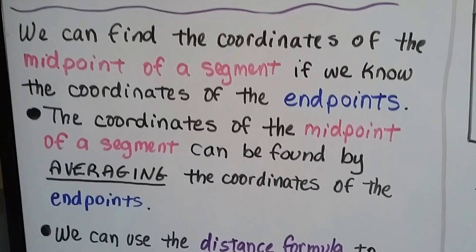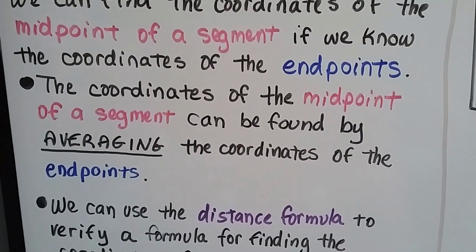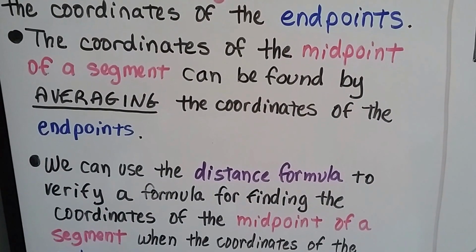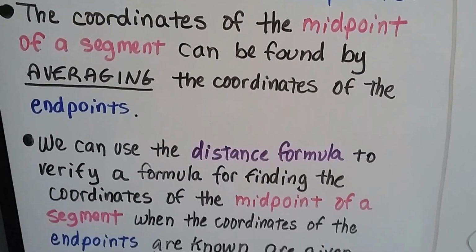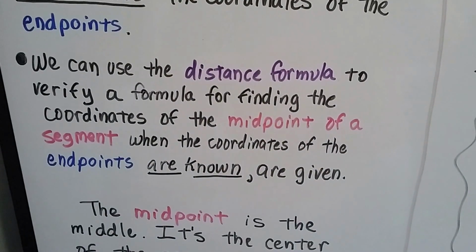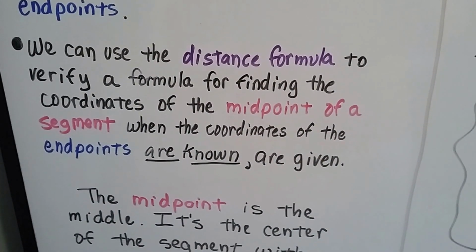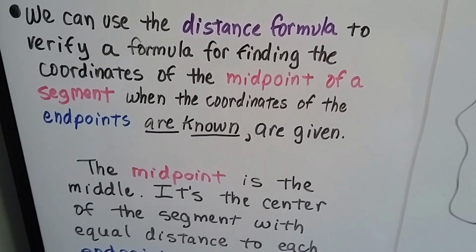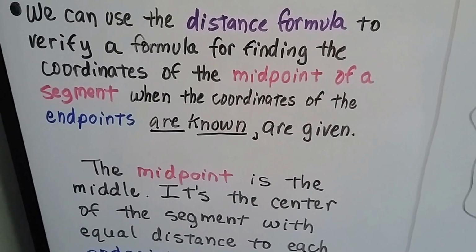We can find the coordinates of the midpoint of a segment if we know the coordinates of the endpoints. And the coordinates of the midpoint of a segment can be found by averaging the coordinates of the endpoints. We use a distance formula to verify a formula for finding the coordinates of the midpoint of a segment when the coordinates of the endpoints are known.